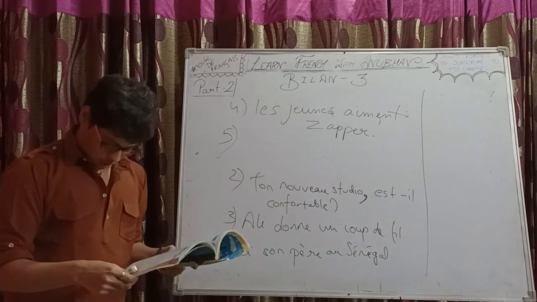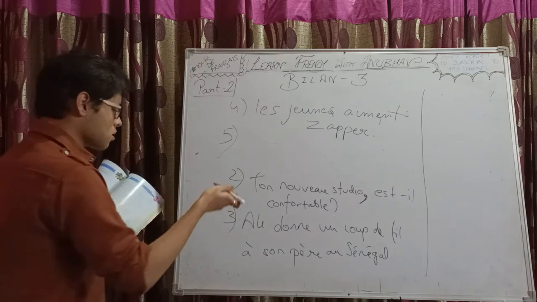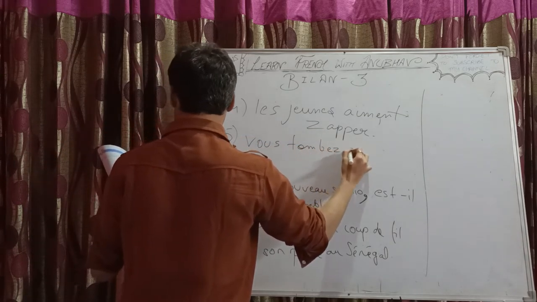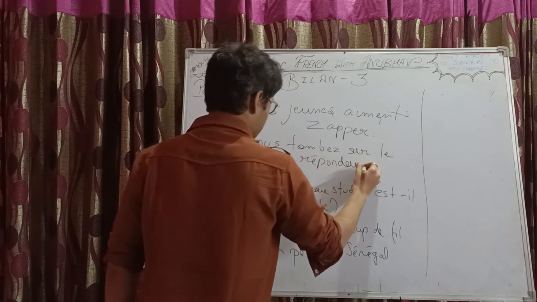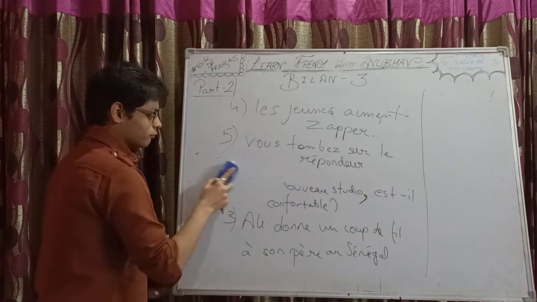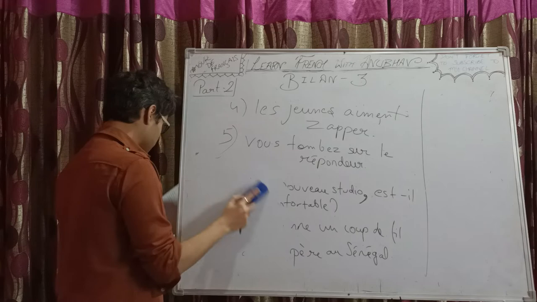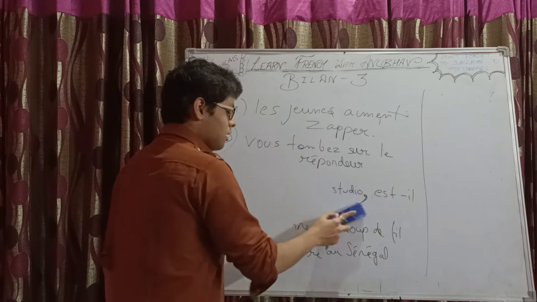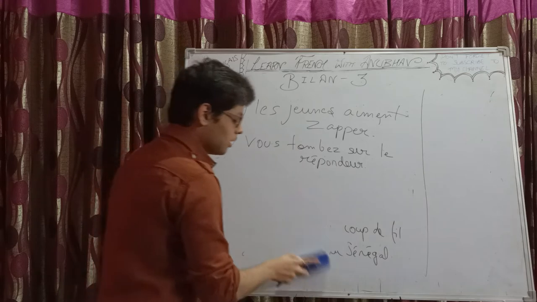Zapper. And then we have fifth: vous tombez sur le répondeur. It means you fall on the responder. Okay. This completes the correction of the false ones. Next question is what? Fine. Pronoms démonstratifs. Demonstrative pronouns is what we need to do in the next one.